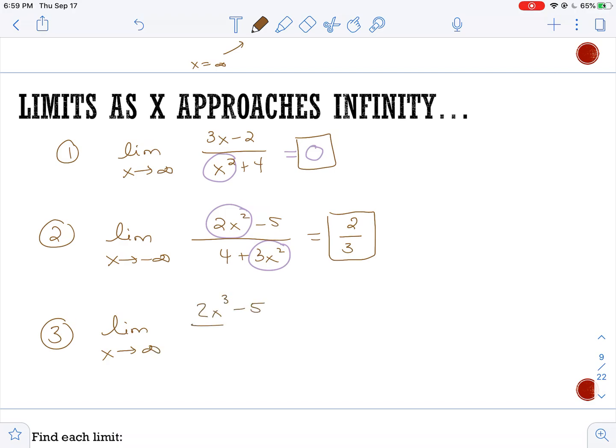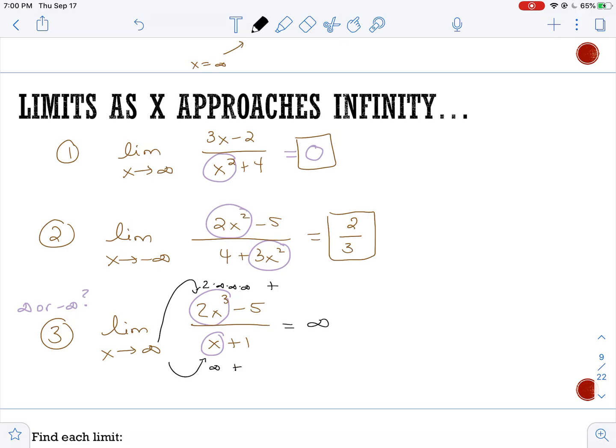What if the numerator wins? Let's say we want the limit as x goes to infinity of 2x to the third minus 5 over x plus 1. Well, the numerator wins, but now we have to decide, is my answer going to be infinity or negative infinity? So for number 3, we actually have to do a little bit of math other than just knowing the degree war game. If I plugged in positive infinity, 2 times positive infinity times positive infinity times positive infinity is going to generate a positive number.